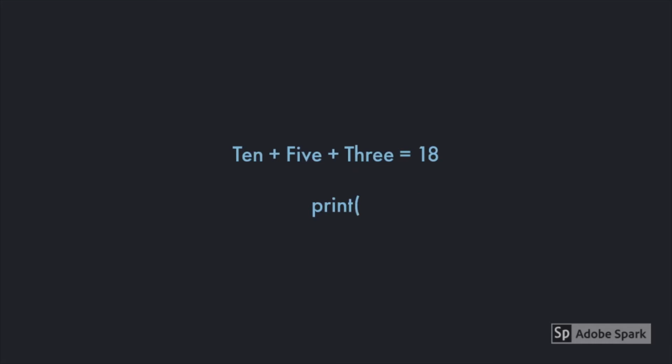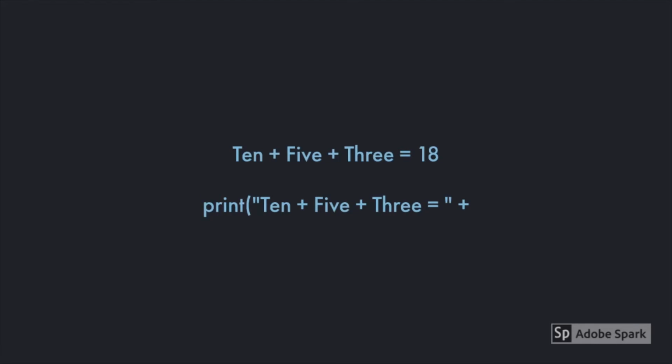Let's start off with the print command as well as an open parenthesis. I know I'm going to be printing out a string first, so I need a quotation mark. Now let's type out our string. We want to do 10 plus 5 plus 3. Don't forget the equal sign at the end. Since this is the end of our string, we're going to close it with a quotation mark.